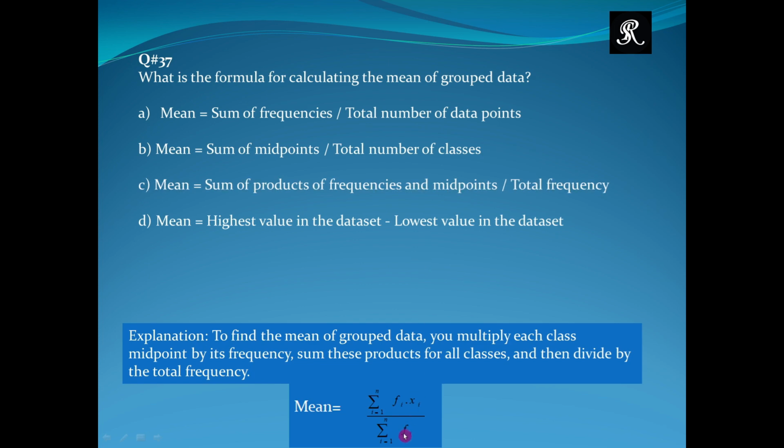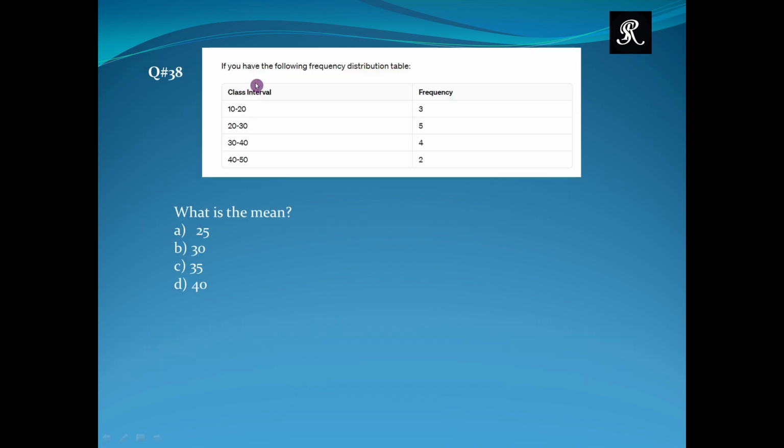Here below we are given the formula for mean in case of grouped data. If you have the following frequency distribution table, where in the first column you are given the class intervals and in the second column you are given frequencies, what is the mean for this grouped data? So we'll use the formula summation FiXi, where i runs from 1 up to n, upon summation Fi, the sum of all the frequencies. So the right option would be 30.